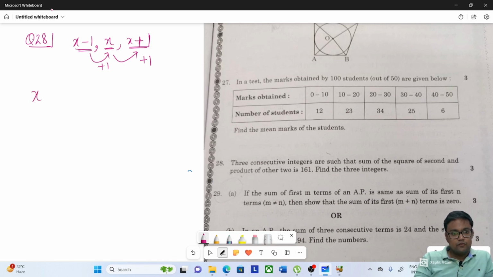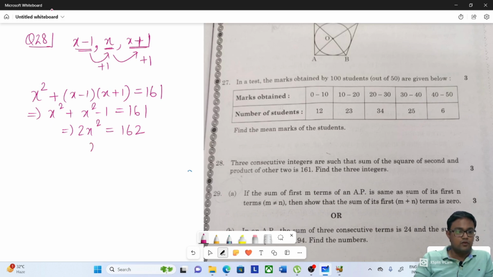So now if you did it like this, x square, the square of the middle term, added to the product of the remaining two terms, see how quickly 161 is the result. You would have got x square minus 1 is equal to 161. So 2 times x square is equal to 162. So x square is 81. So x is plus minus 9.